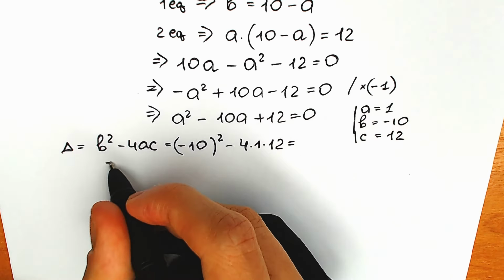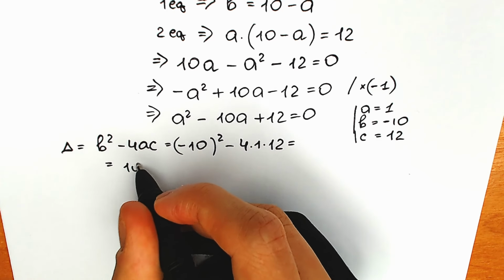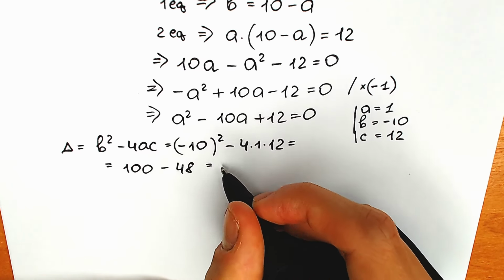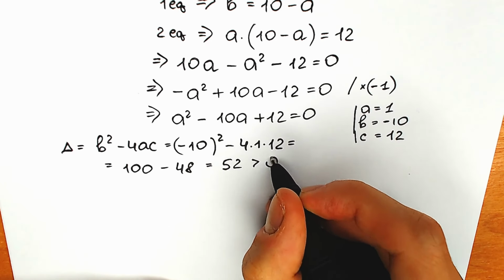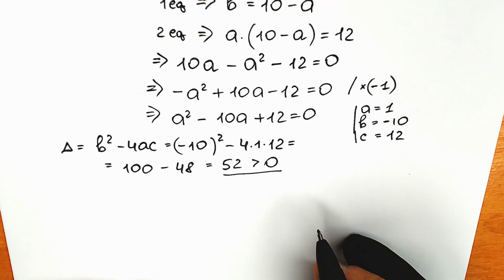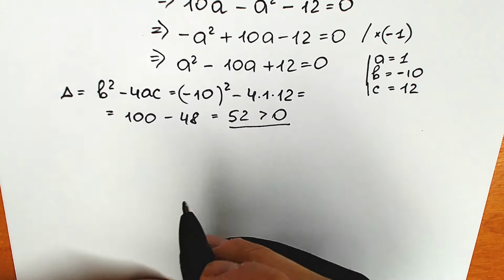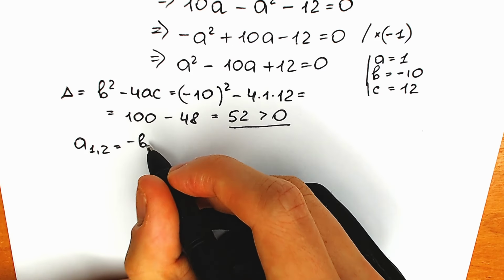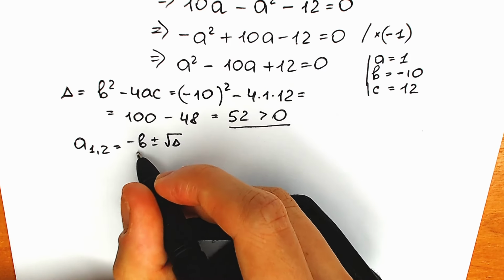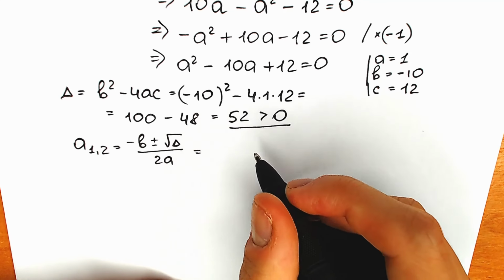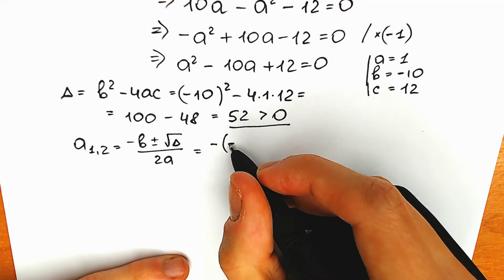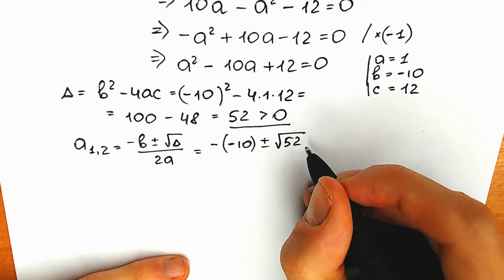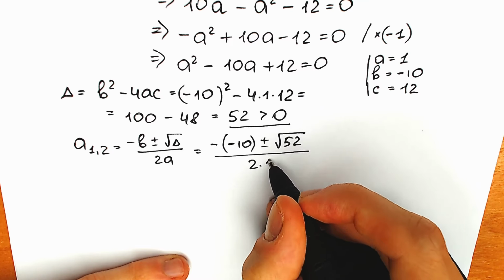As a result, what do we have? We have 100 from here, minus 48 from here. So as a result, our discriminant is equal to 52. The discriminant is greater than 0, so in this case we have two real roots, and let's find them. First of all, a first and a second, our classic formula: minus b plus minus square root of discriminant, all over 2a. So let's plug in. We have minus b, minus 10, plus minus square root of 52, and all over 2 times 1.